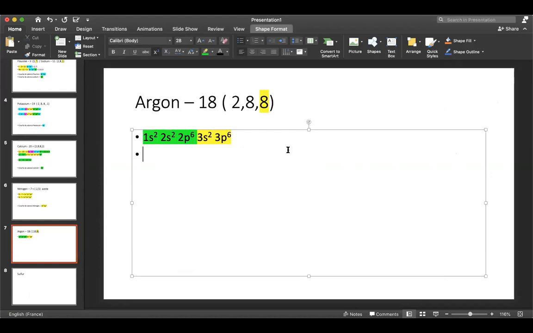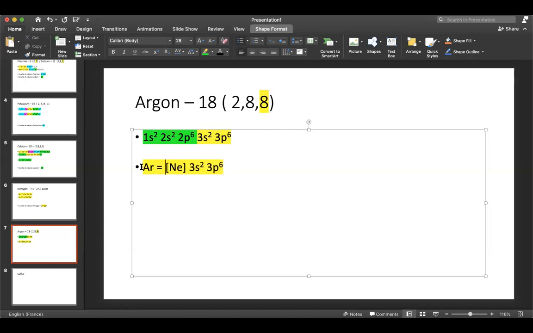Therefore, the configuration électronique for argon will be neon in square brackets and the couche de valence like that. So you don't put equals, you put it like that. This is for argon. You get what I'm saying now? Is it making sense now?